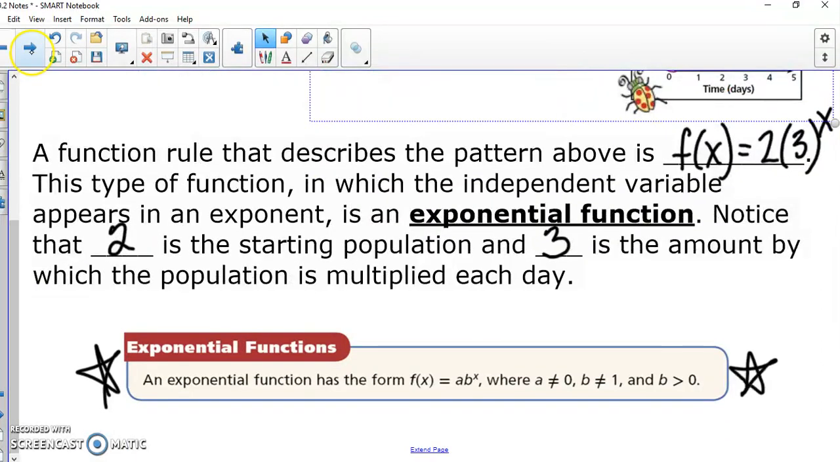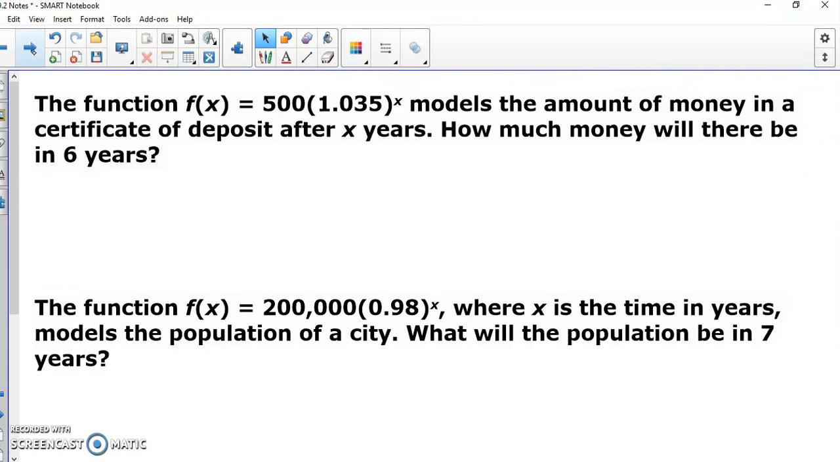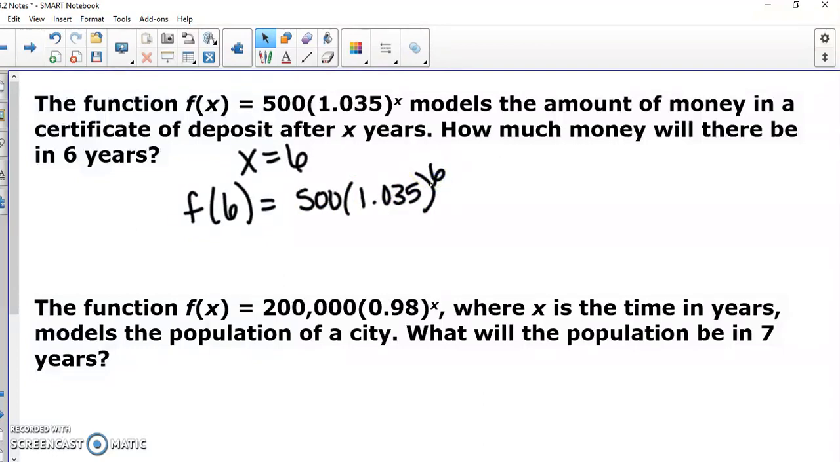Alright, so let's try a couple story problems here. This first function shows the amount of money in a certificate of deposit after x years, and we want to know how much money there will be in 6 years. So we're just going to plug in x equals 6. When we evaluate that, f of 6 equals 500 times 1.035 to the power of 6. It's as simple as that, and then you just punch that into your calculator. Since we're dealing with money, we round to 2 decimal places. And when I punch that in, I should get $614.63.